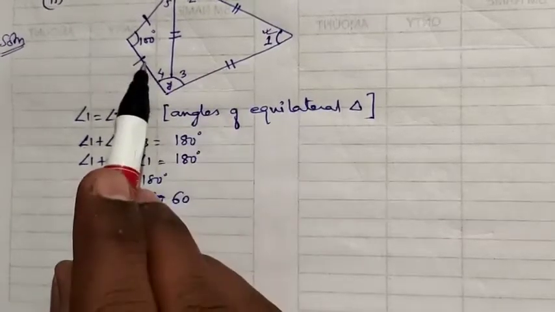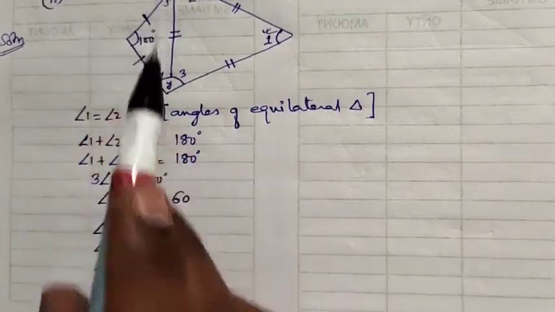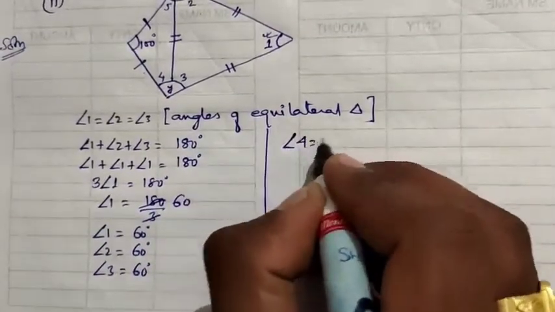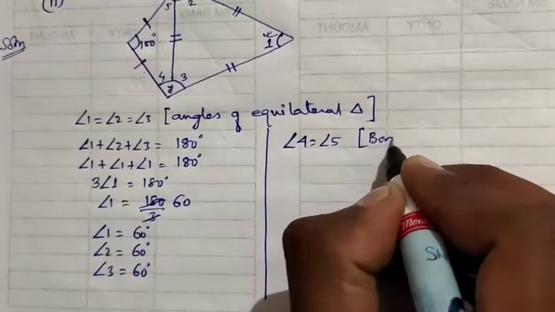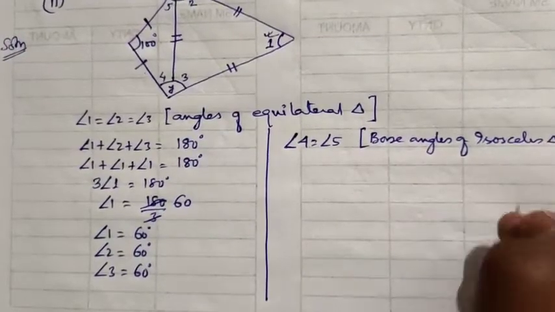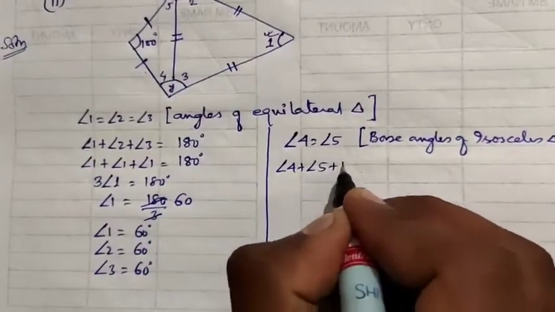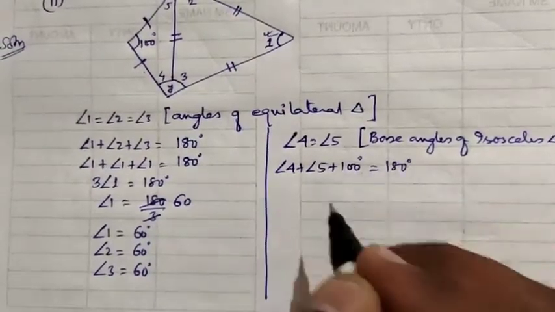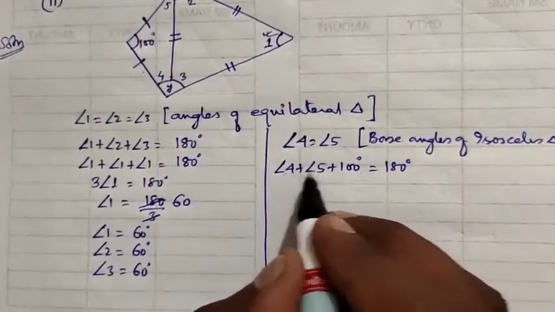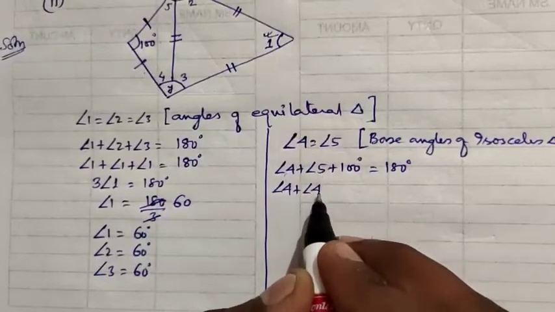Now we will come to this triangle. Here you can see that these two equality signs are given. It means that angle 4 is equal to angle 5. We can write in the next part angle 4 is equal to angle 5. The reason will be base angles of an isosceles triangle. Now in the same triangle, angle 4 plus angle 5 plus 100 degree will be equal to 180 degree, because the sum of all angles of a triangle is 180 degree. Angle 4 and 5 both are equal, so we will replace angle 5 with angle 4.